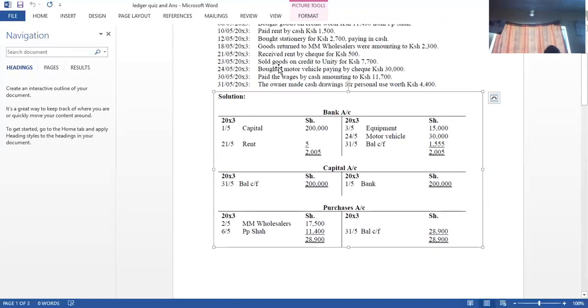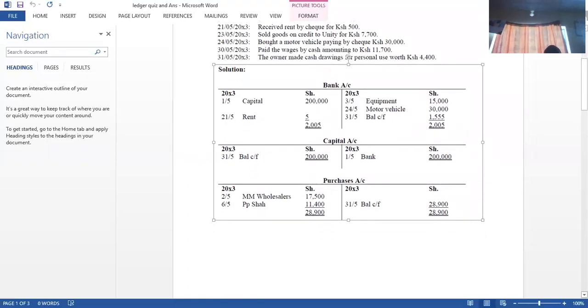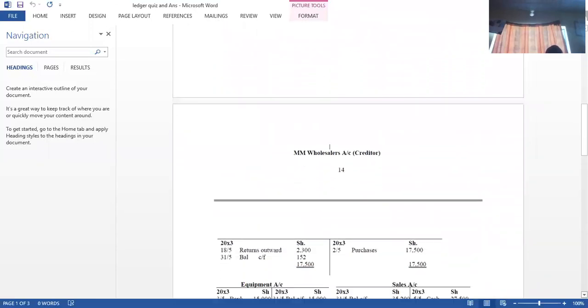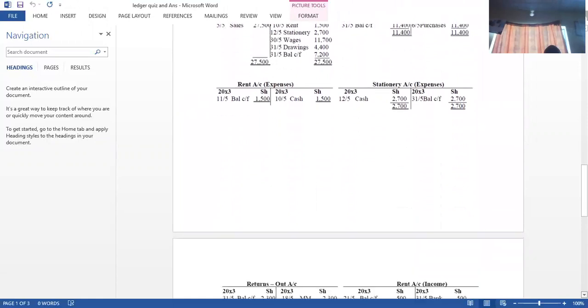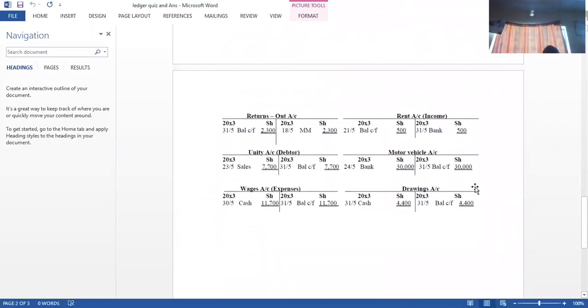Which actually took place on 24th. Bought a motor vehicle. Remember, motor vehicle is not goods. Then it means that we need to open a motor vehicle account, and it was bought using a check, meaning that it's affecting bank. So because bank is reducing, we credit by 30,000. Because motor vehicles are increasing, you open a motor vehicle account and you debit, as illustrated here, by bank of 30,000.